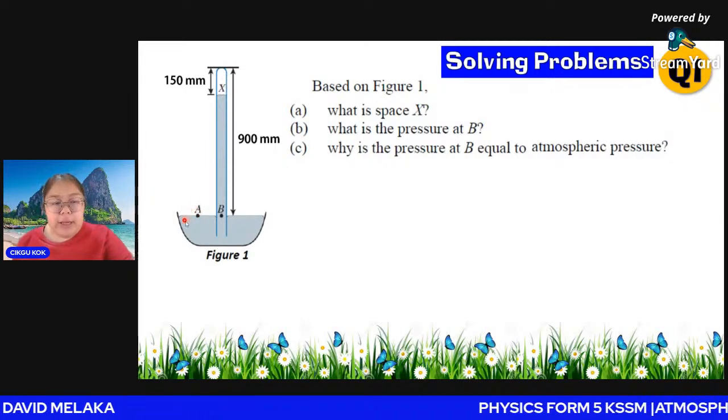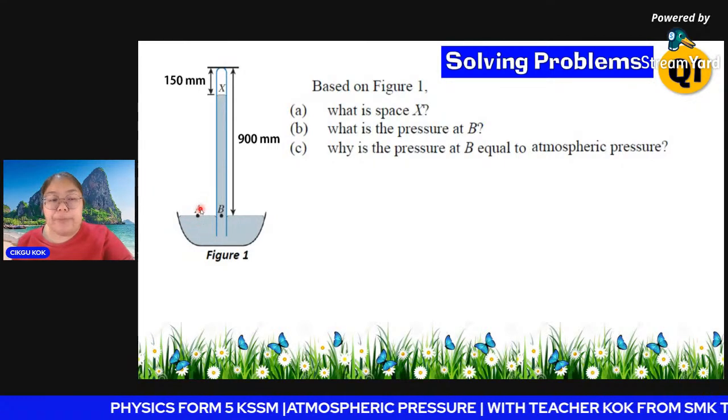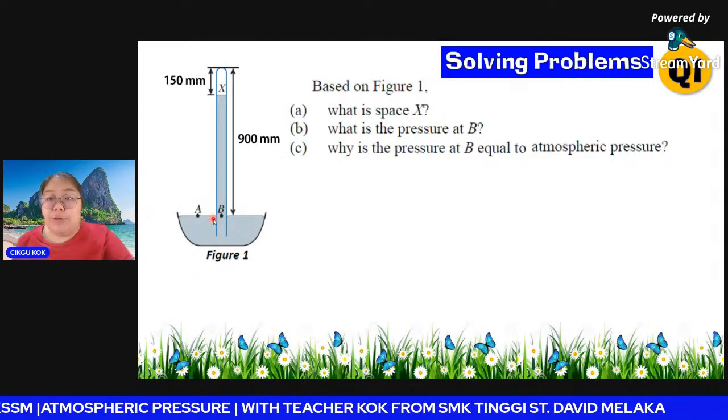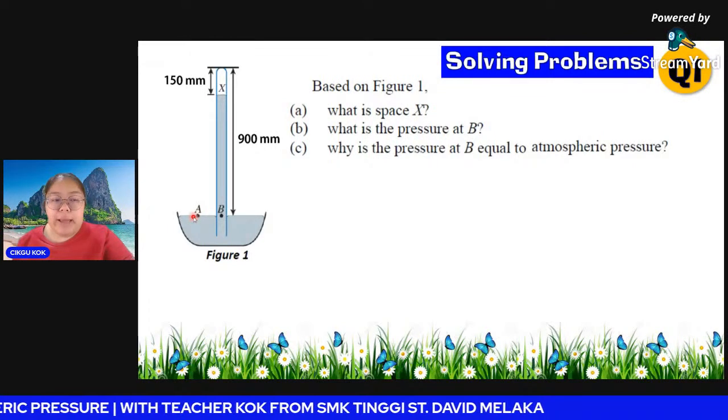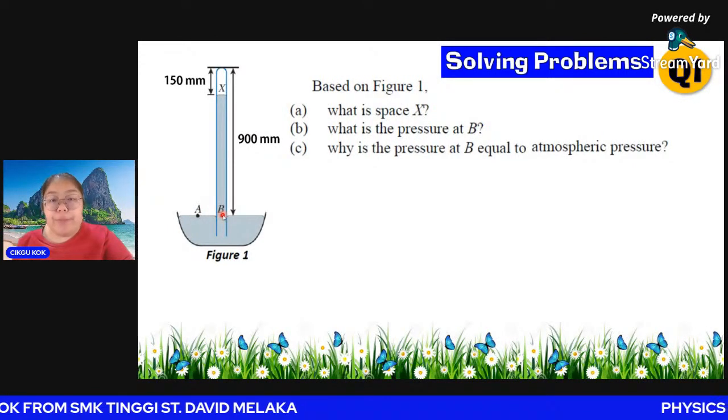Okay, let's see the A. A is at the surface of the mercury, so I can say the A actually is the atmospheric pressure. Okay, B is what pressure? B is the mercury pressure. But A and B are at the same level, so same level should be same pressure.